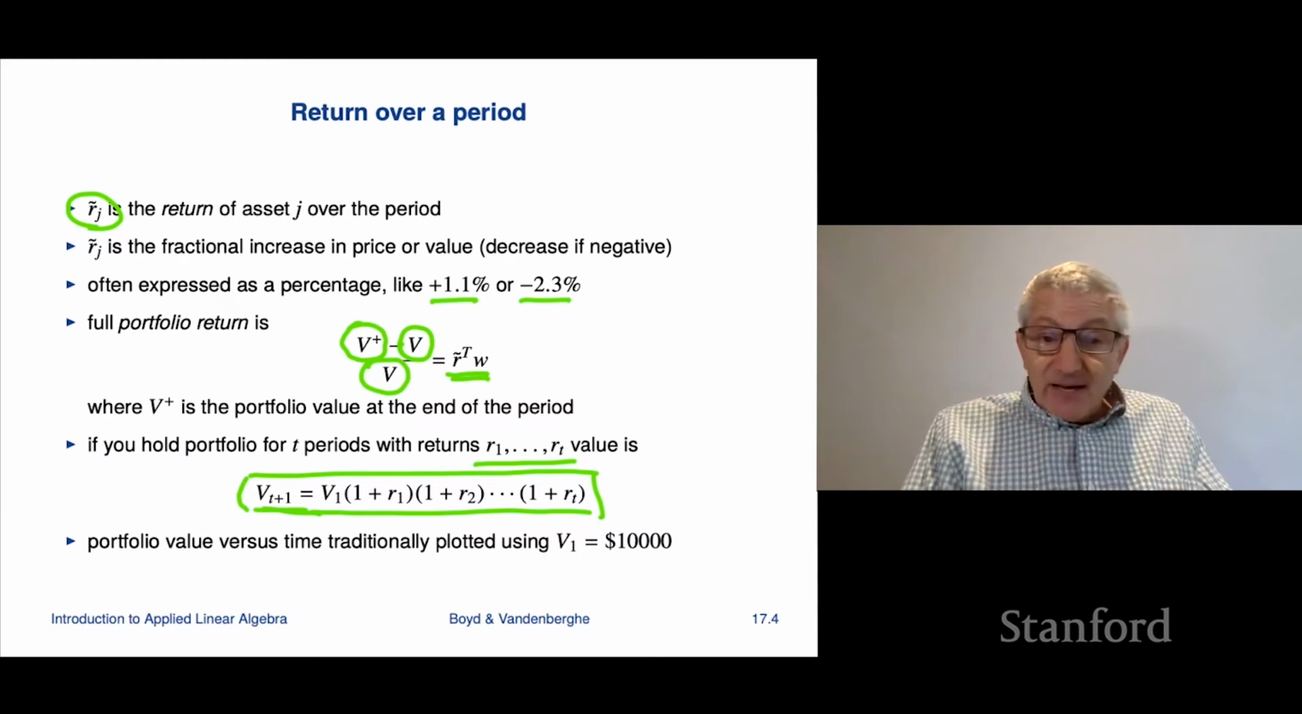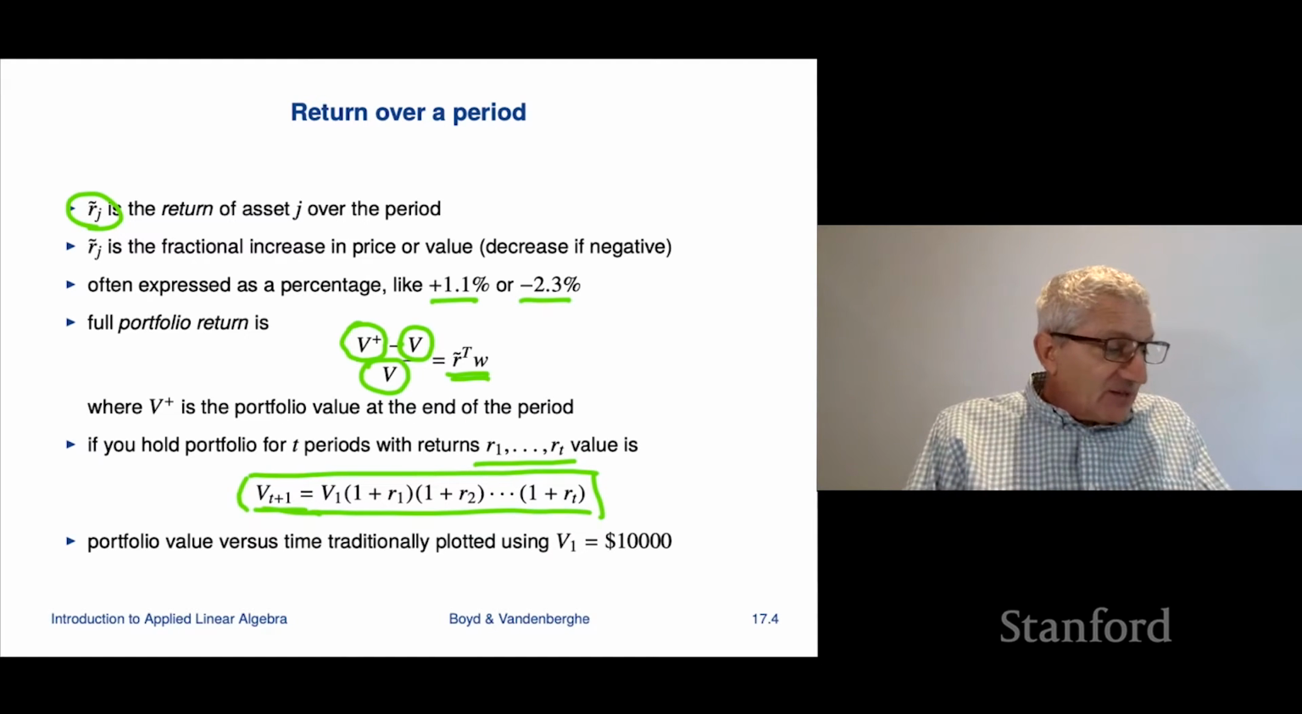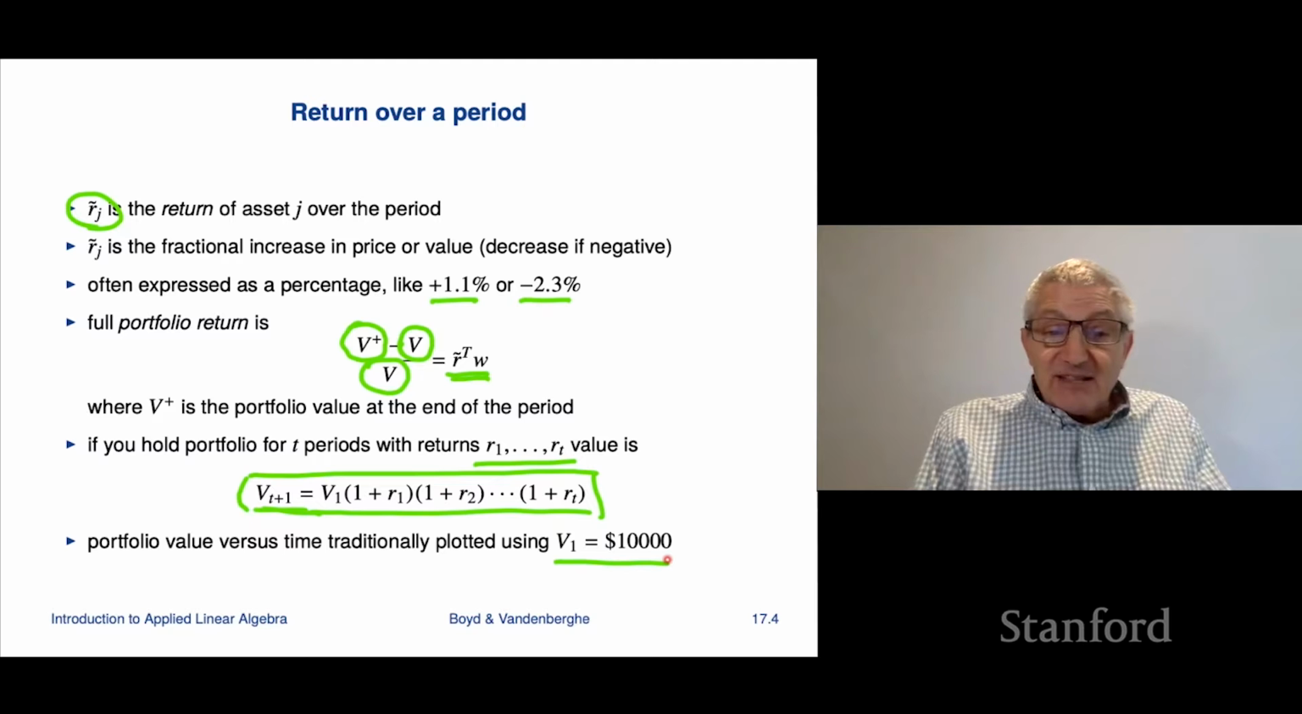Okay, and for some reason that's historical and that I don't know the origin of, portfolio values versus time are traditionally plotted from an initial portfolio of $10,000.